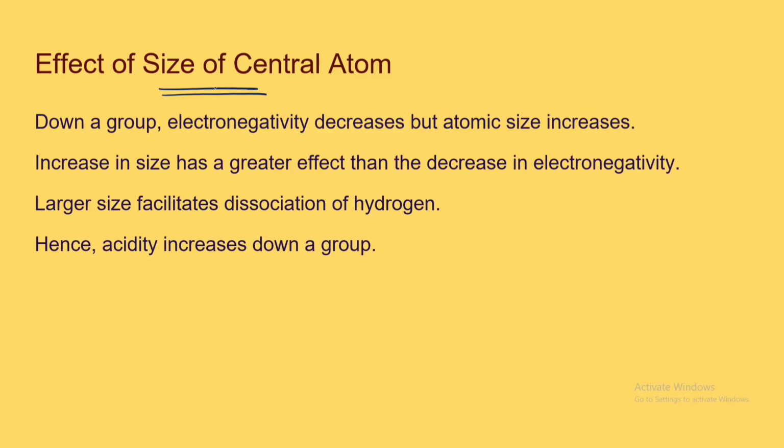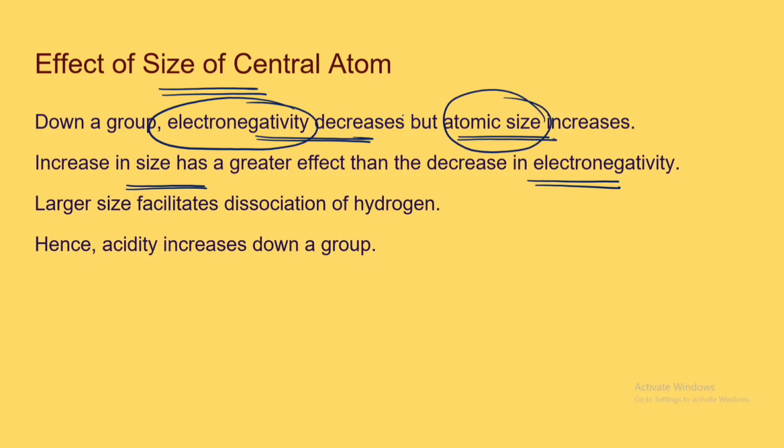As we move down the group, the electronegativity decreases, which we already know, but the size increases. So when comparing electronegativity and size, there is a competition between these two. There is a decrease in the electronegativity factor, but an increase in the atomic size. Now, there will be a competition over which effect is higher. We have to keep in mind that the effect of the increase in size appears to be more pronounced compared to the decrease in electronegativity of the central atom.